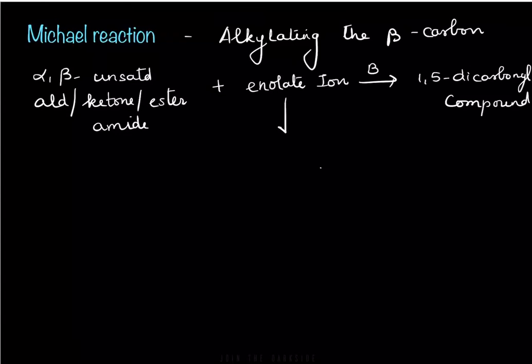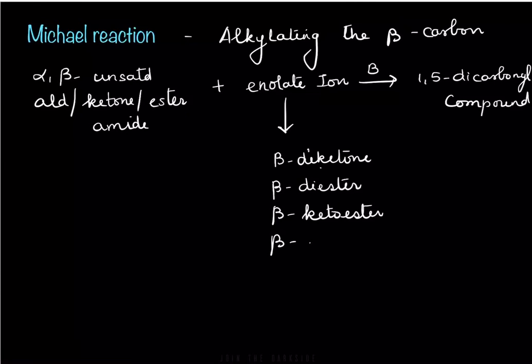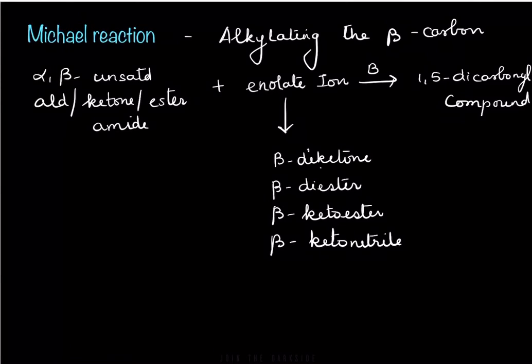Okay, so normally the enolate ion should be generated from a carbonyl compound which has two electron withdrawing groups. So some of the examples include beta diketone or beta diester or beta ketoester or beta keto nitrile. So these are some of the sources that you can use for generating the enolate ion.